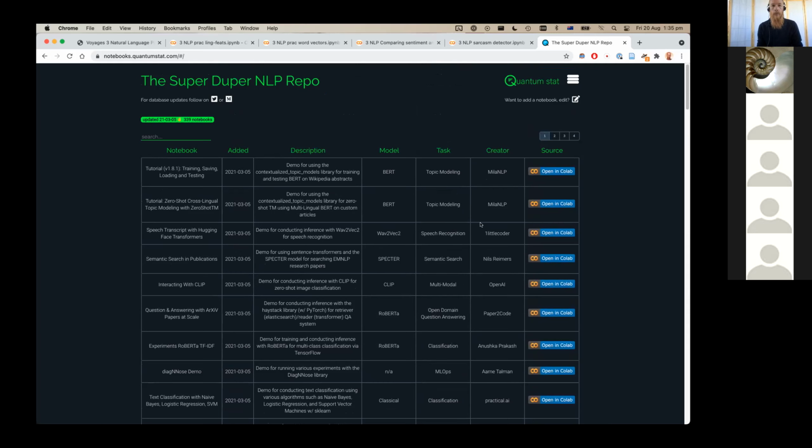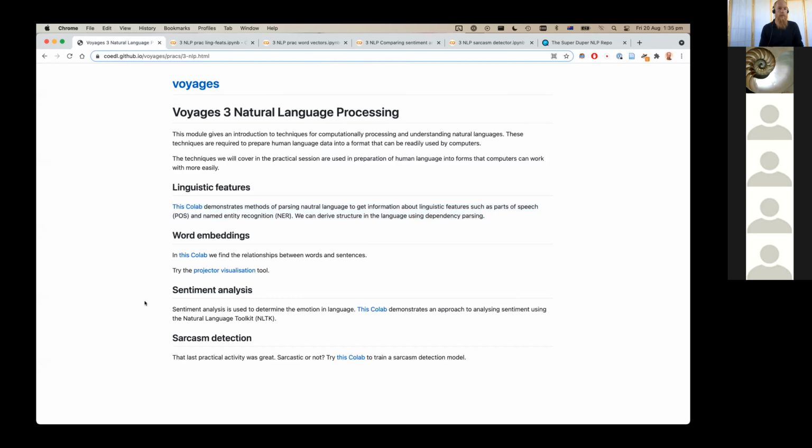These are all open source community contributions, so the quality of the documentation will vary. But I might put up some of the better ones onto the Voyages site for further work.